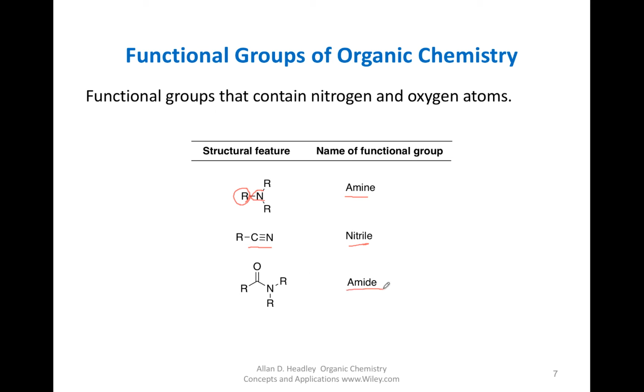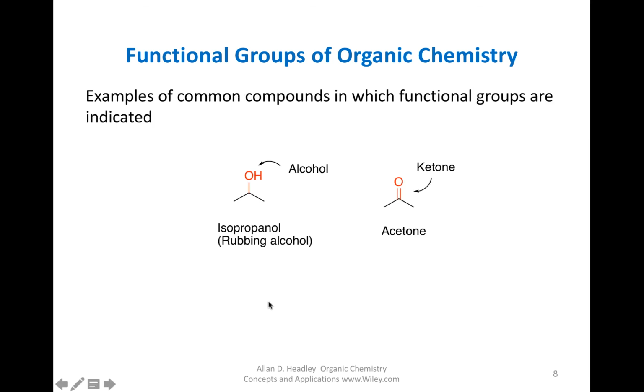And here's another one that's very important, especially in biology, the amide group. It's a carbon-oxygen double bond bonded to a nitrogen, which has 2 alkyl groups or 2 hydrogens bonded to that nitrogen. So notice again that these functional groups look very similar, but there are subtle differences. So you'll have to recognize these differences and be able to identify and name them.